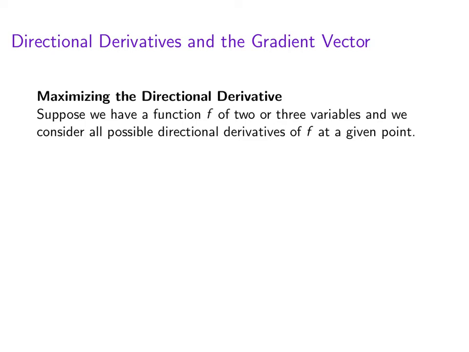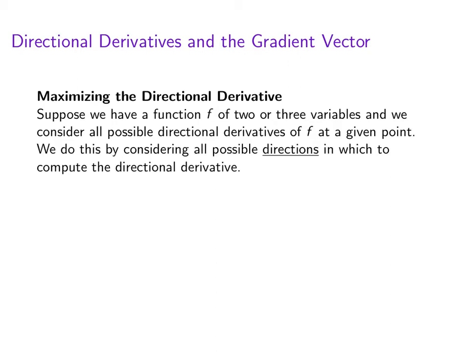So we've got the function f, we've got a particular point in mind, and now we consider all possible directions. And you have infinitely many directions that you could choose at a particular point to compute your directional derivative. The question is, which direction should we go in to have the largest possible directional derivative?